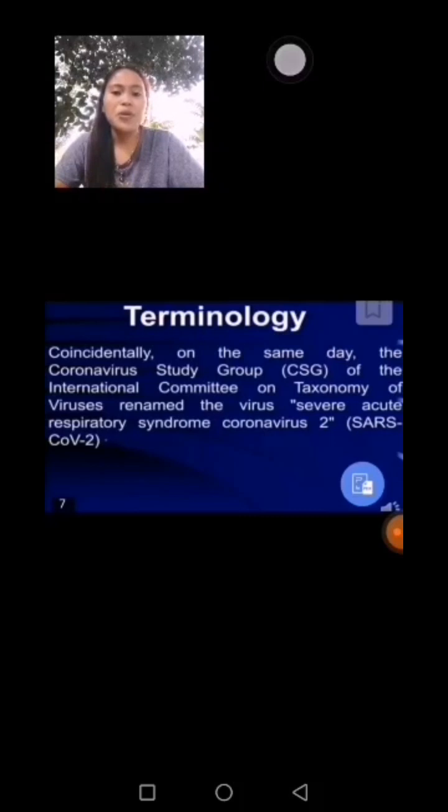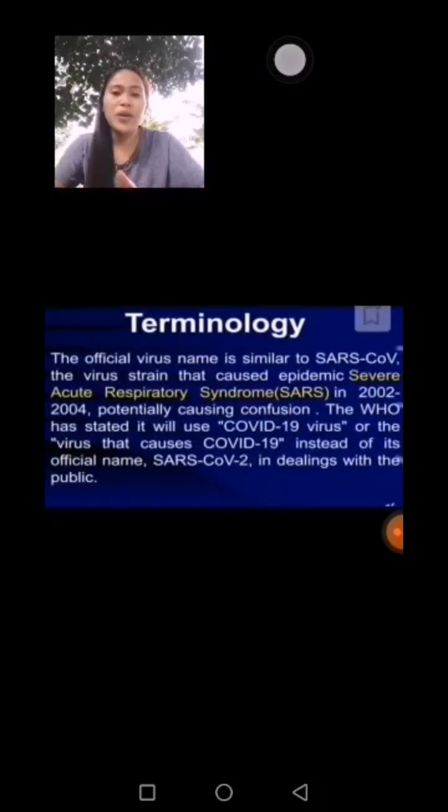Coincidentally, on the same day, the Coronavirus Study Group or CSG of the International Committee on Taxonomy of Viruses renamed the virus Severe Acute Respiratory Syndrome Coronavirus 2, or SARS-CoV-2. The official virus name is similar to SARS-CoV, the virus strain that caused the epidemic of severe acute respiratory syndrome, or SARS, in 2002 to 2004, potentially causing confusion. The WHO has stated it will use "COVID-19 virus" or "the virus that causes COVID-19" instead of its official name, SARS-CoV-2, in dealings with the public.